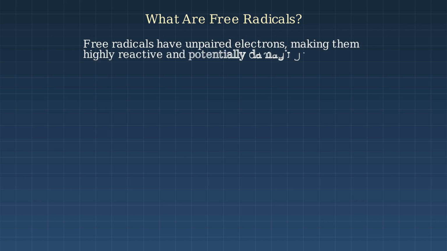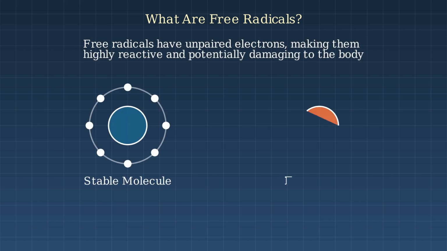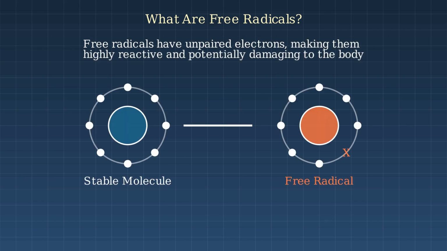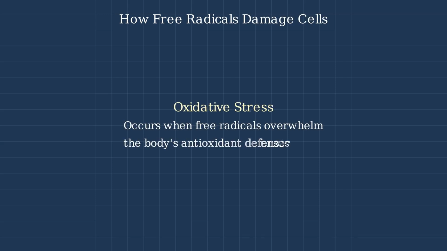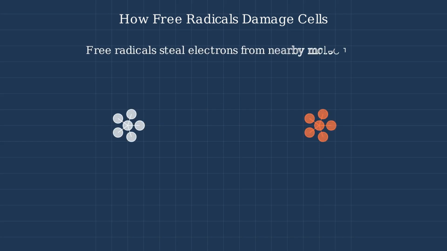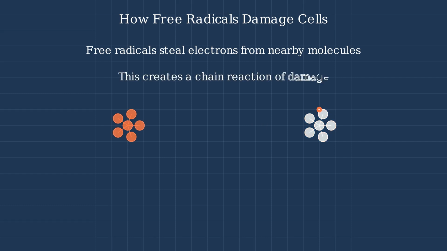In summary, free radicals are unstable molecules with unpaired electrons. This makes them highly reactive and eager to steal electrons from other molecules. Oxidative stress occurs when free radicals overwhelm the body's natural antioxidant defenses. Free radicals damage cells by stealing electrons from nearby stable molecules. This creates a chain reaction where the newly formed radical steals electrons from other molecules.